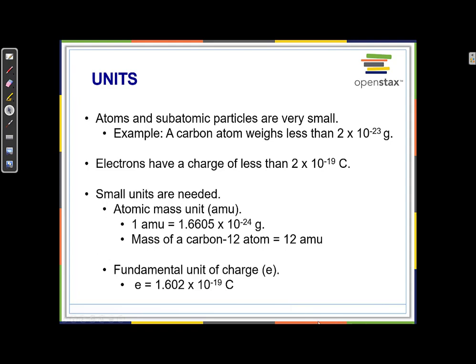So the mass of a carbon atom is 12 AMU instead of this number up here, 2 times 10 to the negative 23rd grams. So atomic mass unit is a much easier unit to use when we're talking about the masses of atoms. Similarly, when we're talking about charge, when we say 1.6 times 10 to the negative 19 coulombs, that's a really small number, but with a lot of digits, we should say e. e is a new unit that is the fundamental unit of charge, and it equals this number. Every time we have e and multiples of e, we really have multiples of this number in coulombs.